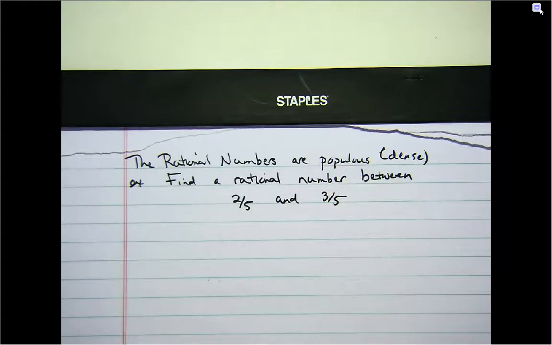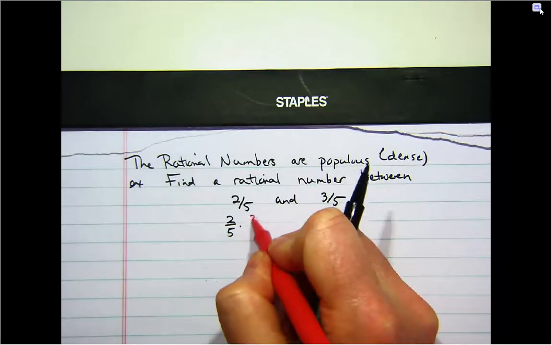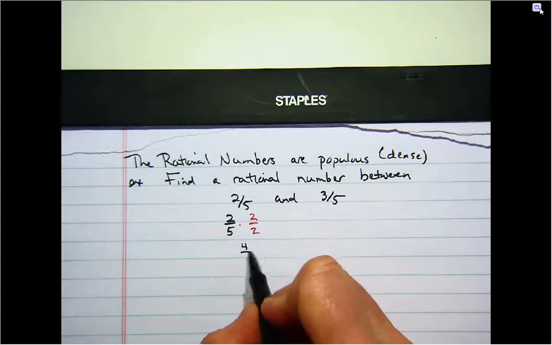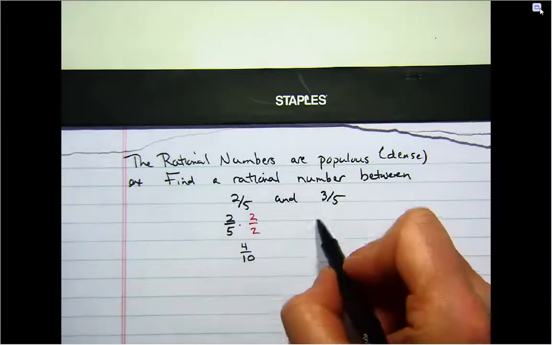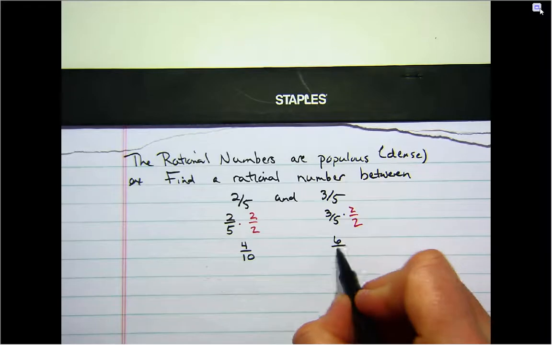Well, one way to do this is to rewrite those 2/5 and 3/5 with larger denominators. So if you take that idea of reducing fractions and work it backwards, you can take your fractions and multiply each of them by 2/2, because remember that's just 1. But now I've written 2/5 as 4/10. We'll do the same thing with 3/5. Multiply that by 2/2. So you have 6/10.